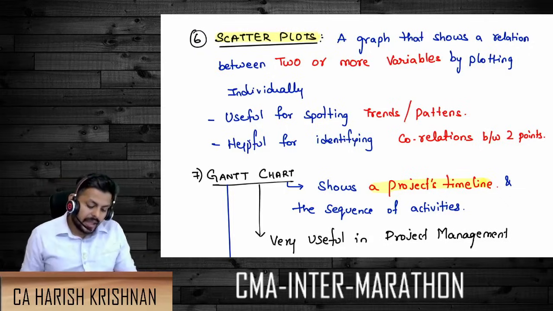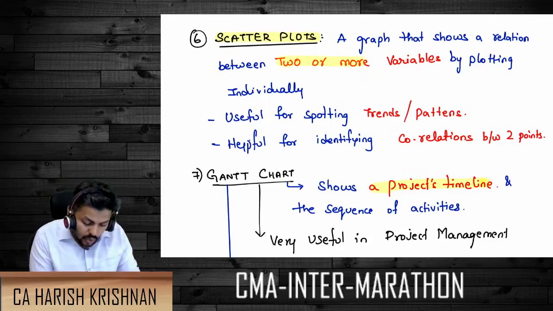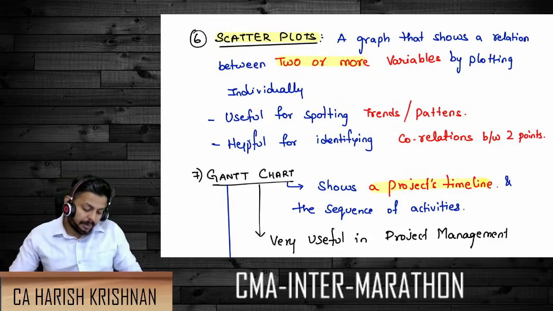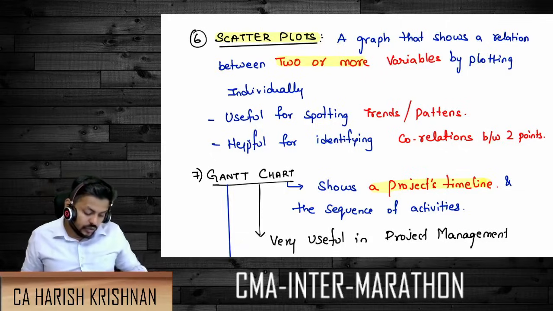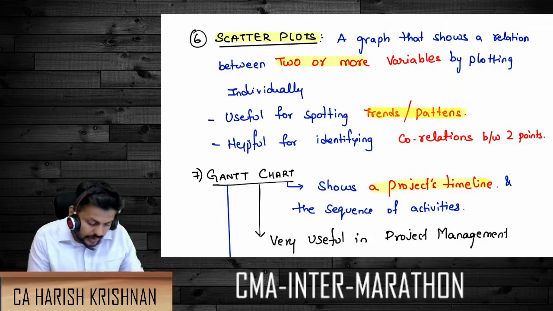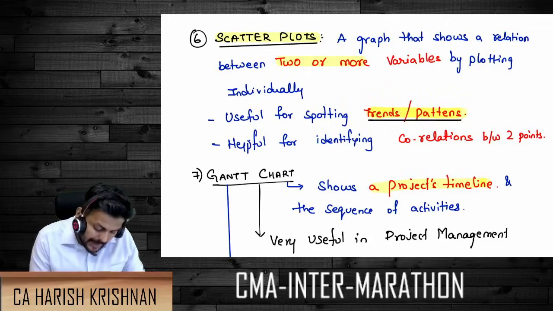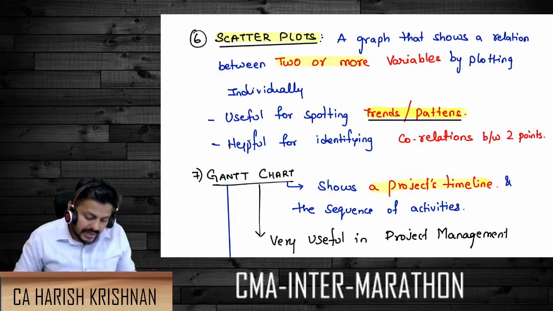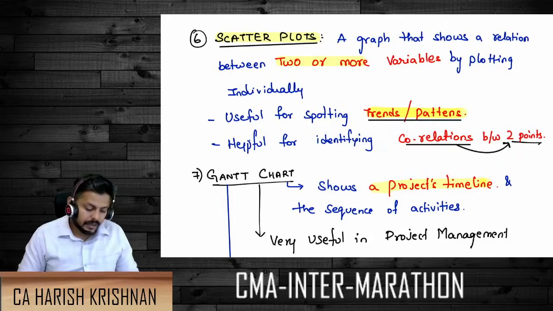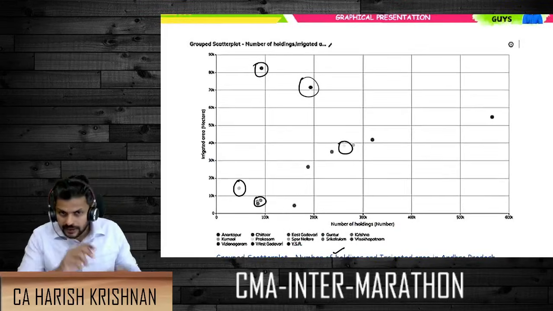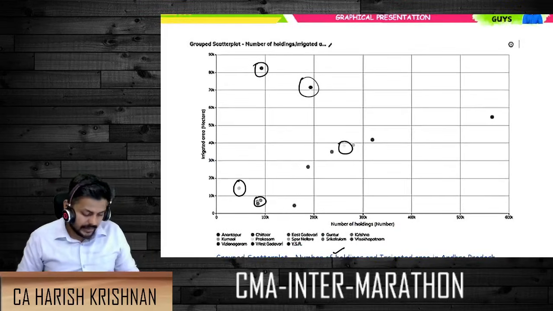Scatter plots, a graph that shows the relation between two or more variables by plotting them individually. By what? Plotting them individually. It is useful for spotting trends or patterns. It is useful for what? Spotting trends or patterns. And it is helpful for identifying the correlation between two points. Let me just show you how a scatter plot looks. This is exactly what the scatter plot looks like, showing various dots and the correlation between two points.